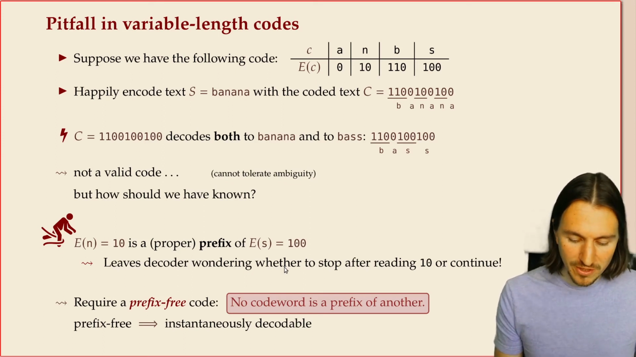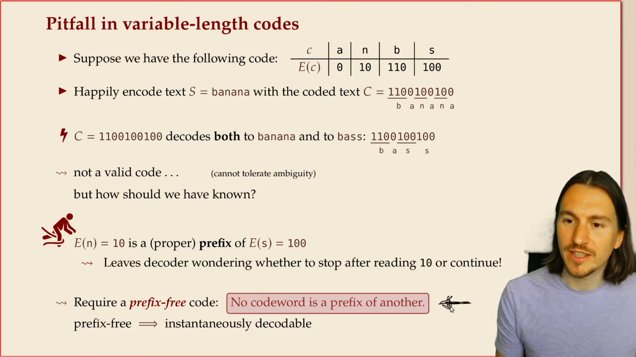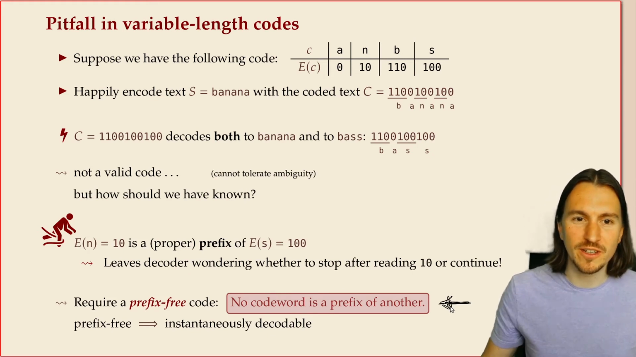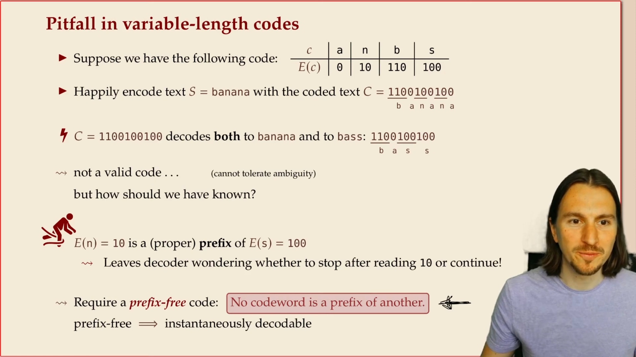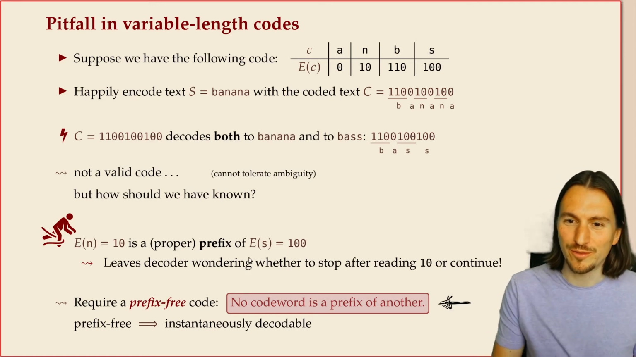So the easy fix for this is, and this is what we will essentially always do in this class, we forbid this situation. And it turns out if that situation is forbidden, no other problems are possible. This ambiguity can only arise if we have this one thing is a prefix of something else.